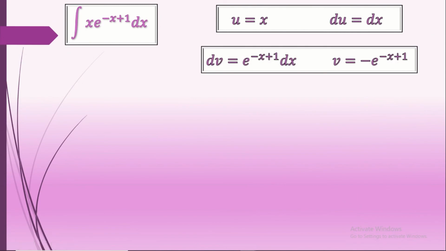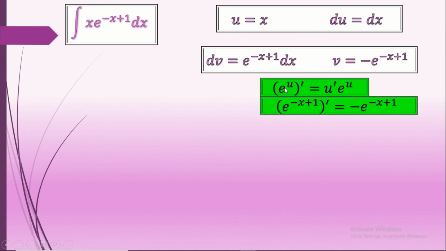What about solving it using integration by parts? If we take here u equal x, then du equals dx. If we take dv equals exponential(-x + 1) dx, what about v? Note that the derivative of exponential(-x + 1) is -exponential(-x + 1). So when we have dv is exponential(-x + 1), then v will be -exponential(-x + 1). We multiply here by minus.